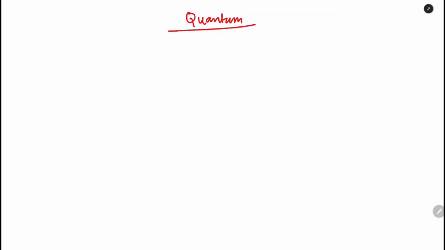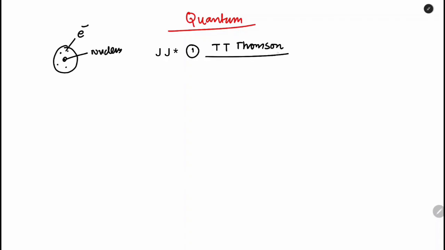So the first thing is, we know about atoms and the nucleus, isn't it? Let's say this is a nucleus and these are the electrons. But how did these conceptions begin? The first theory was given by JJ Thomson, and he gave the plum pudding model. So what did Thomson say?